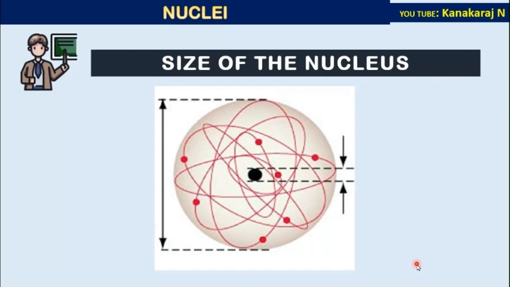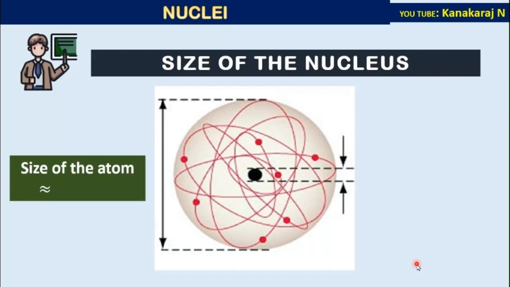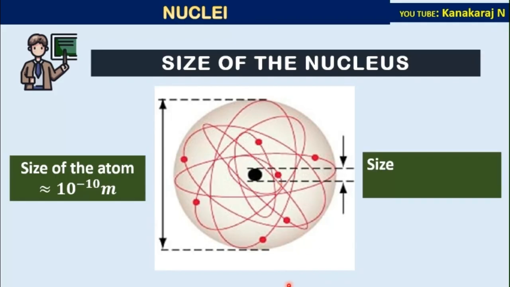Size of the nucleus. This is the radius of the nucleus. Here we have the atom, and the atomic size is approximately 10 power minus 10 meter. Then the nuclear size is approximately 10 power minus 15 meter. Remember these two. If a football is the nucleus, then the stadium would be the atom. Such a space is available inside the atom.